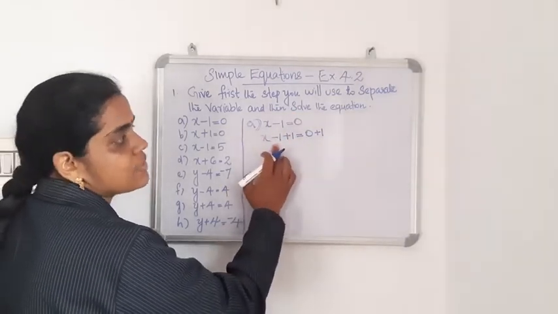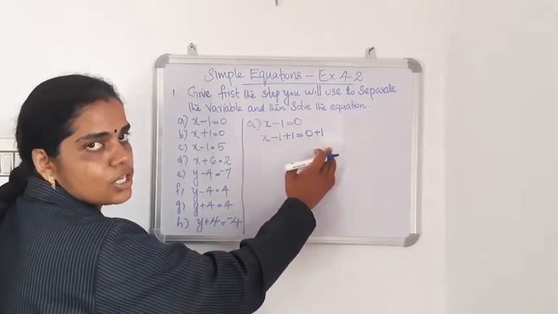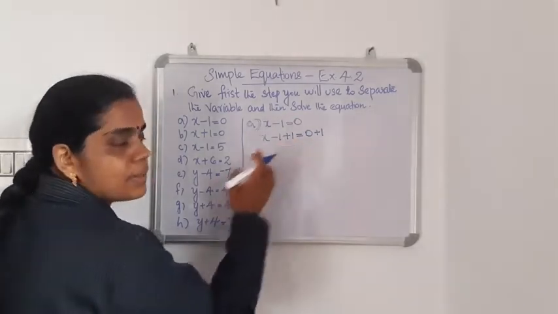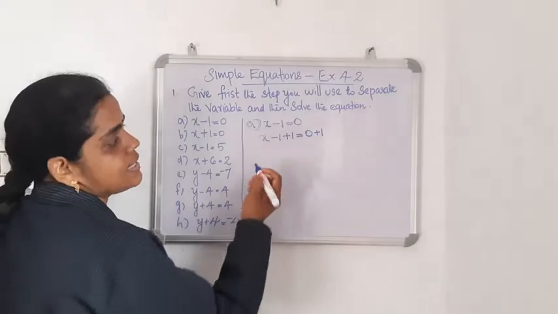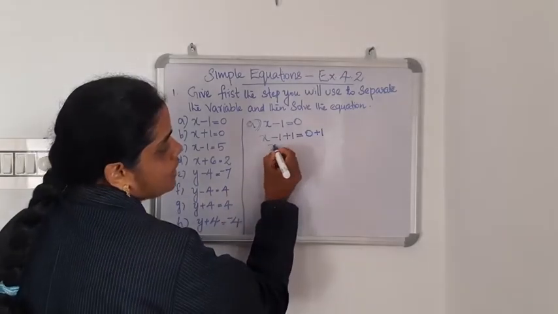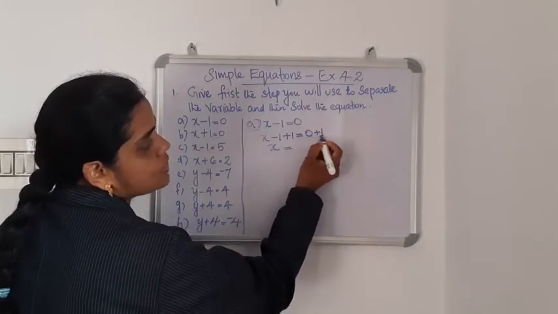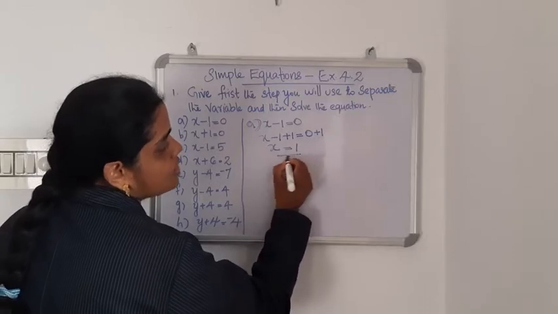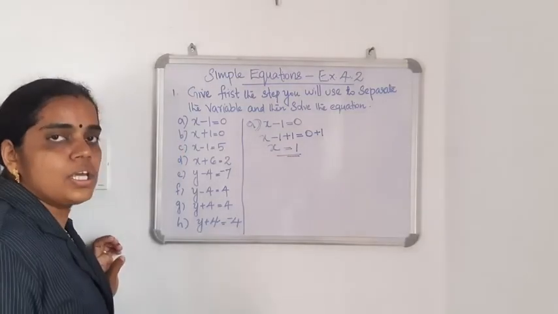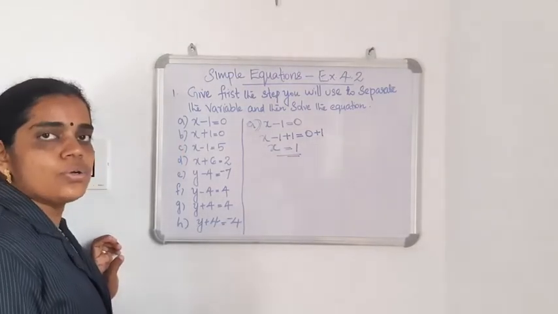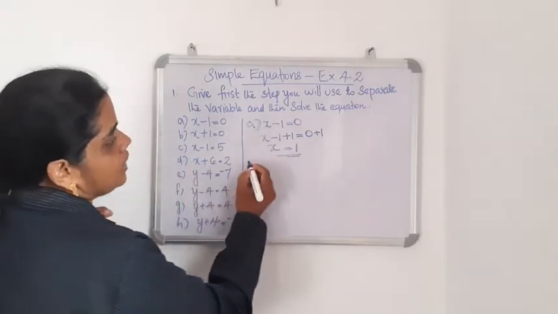So x minus 1 plus 1 equal to 0 plus 1. What is minus 1 plus 1? All of you know it is 0. So we can write here x, x equal to 0 plus 1, which is 1. So the solution of the equation is x equal to 1. Okay. Second question.